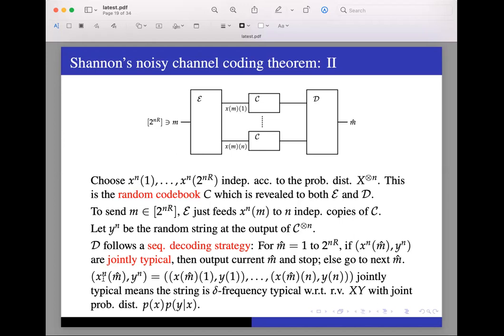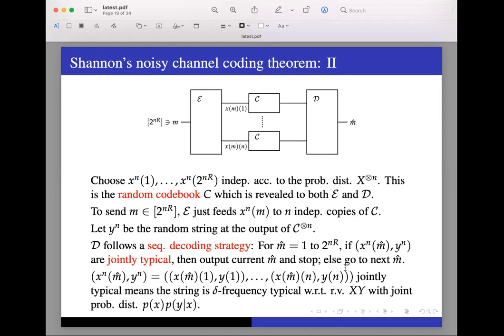More precisely, saying that this tuple is jointly typical means the following. Remember, this is an n tuple, so I'm writing the n tuple like this. The first coordinate is the code word for m hat. Look at the first coordinate of that, basically what was fed to the first channel, together with y1, which was the output of the first channel. Similarly, for the second channel, look at what was fed to the second channel, the symbol, and the output here.